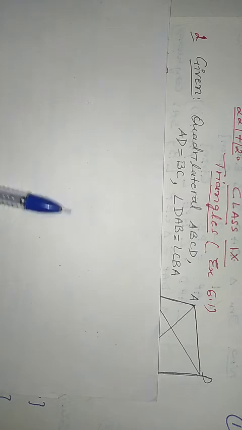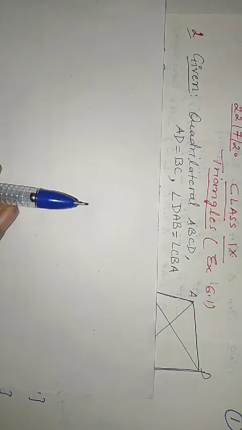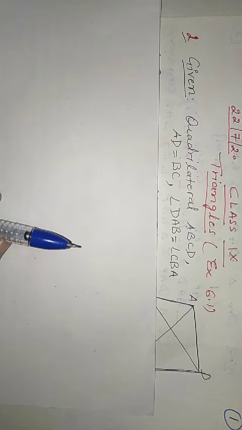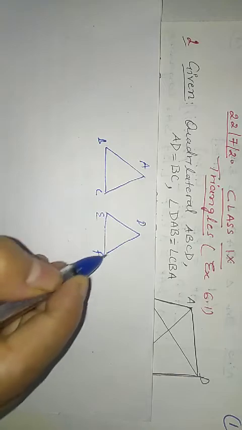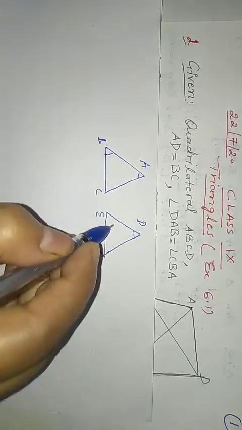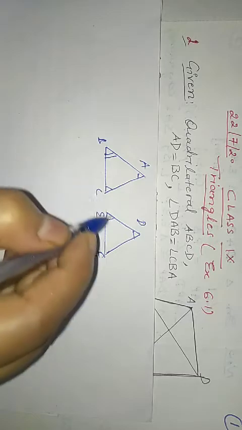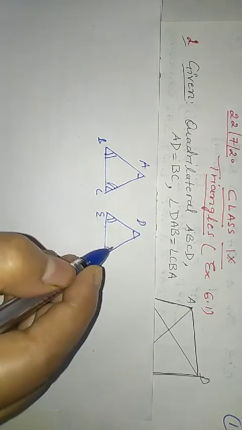So they can be superimposed, meaning they cover each other exactly. If two triangles are congruent, then the two triangles overlap each other exactly. It means each part of one triangle falls exactly on each part of the other triangle. Suppose this one is triangle ABC, and here we have DEF. If A falls on D, B falls on E and C falls on F exactly, they will overlap each other.